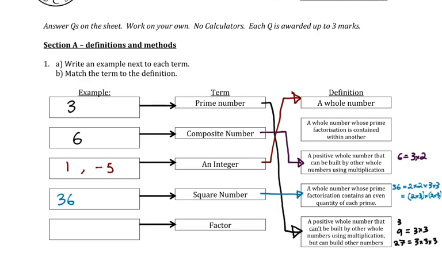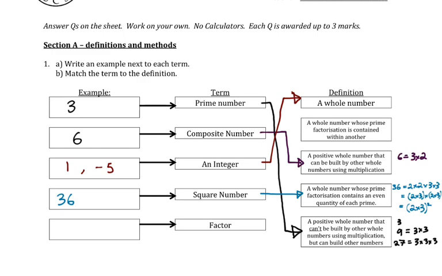Which is this, and what we've used there is the commutative law, and the brackets show the associative law of multiplication. So 2 times 3 times 2 times 3 is the same as 2 times 3 squared. So clearly 36 is a square number because it can be written as something, 2 times 3 squared.